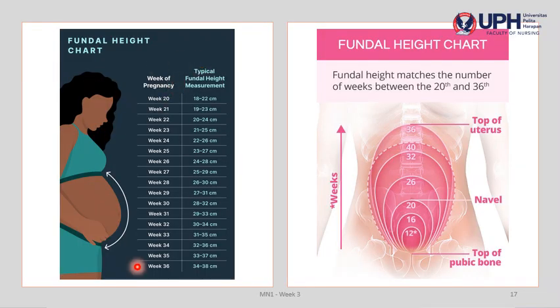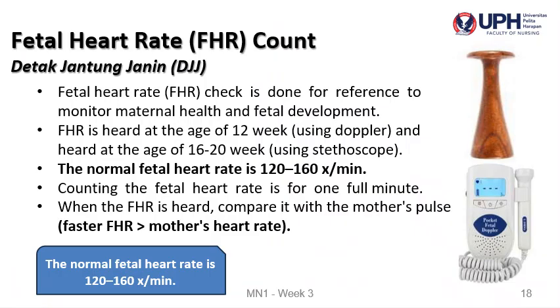So this is the chart, so you can see it later, and this is how it is also measured, from the top of the pubic bone to the top of the uterus. So we count the fetal heart rate. The fetal heart rate is being counted using two machines, the Linac and the Doppler. It will be done to monitor maternal health and fetal development.